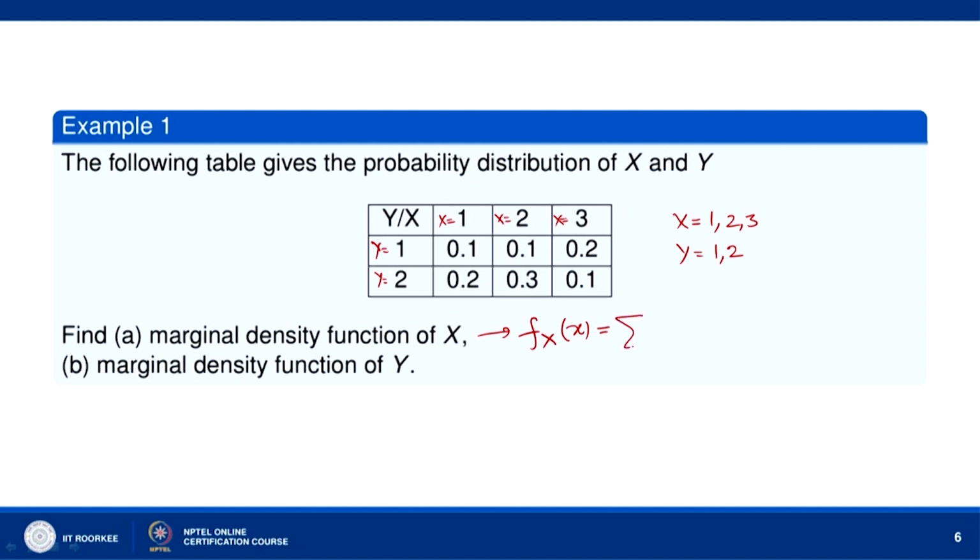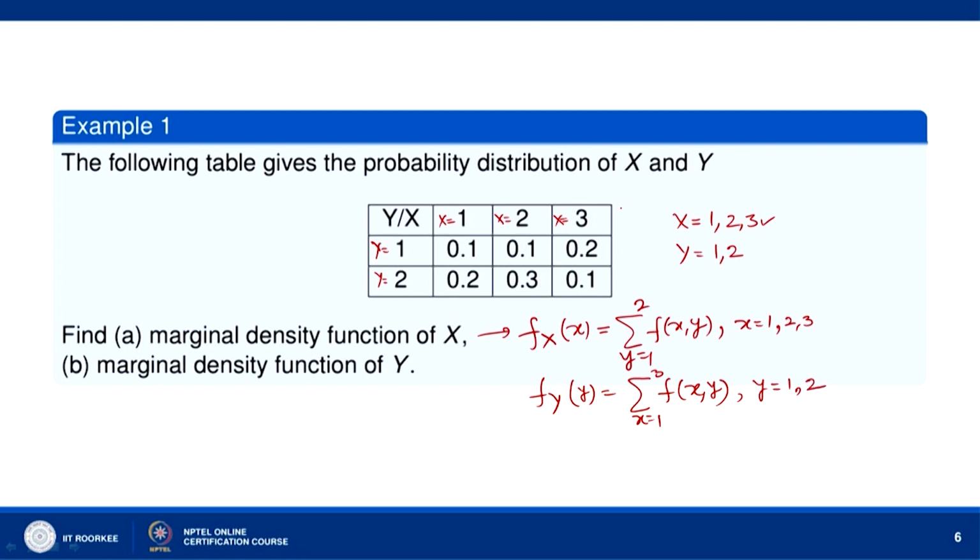f_X(x) will be given by the sum of f(x, y), with y equal to 1 to 2. Similarly, this will be f_X(x) and f_Y(y), the marginal density function of y. So f_Y(y) will be equal to the sum of f(x, y), where x varies from 1 to 3, because x takes the values 1, 2, 3. f_X(x) will be found for x equal to 1, 2, 3, and f_Y(y) will be found for y equal to 1, 2.